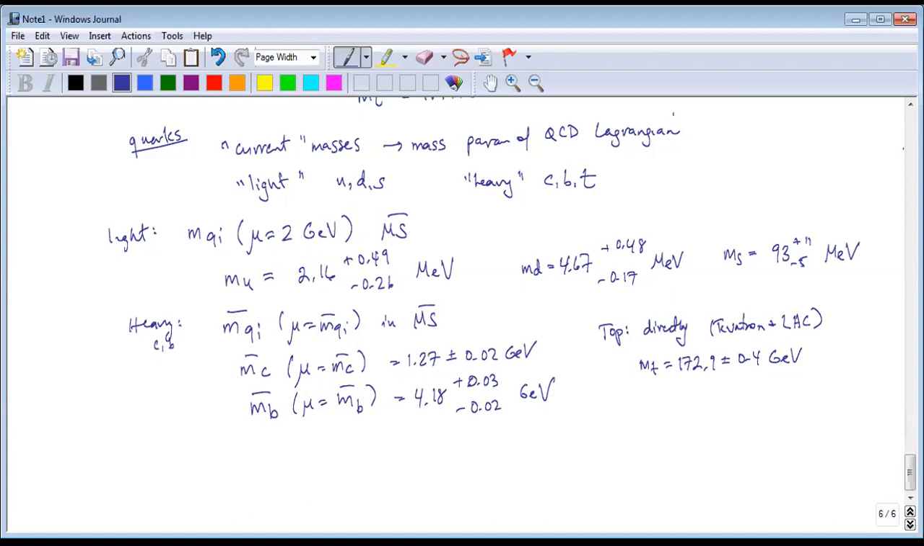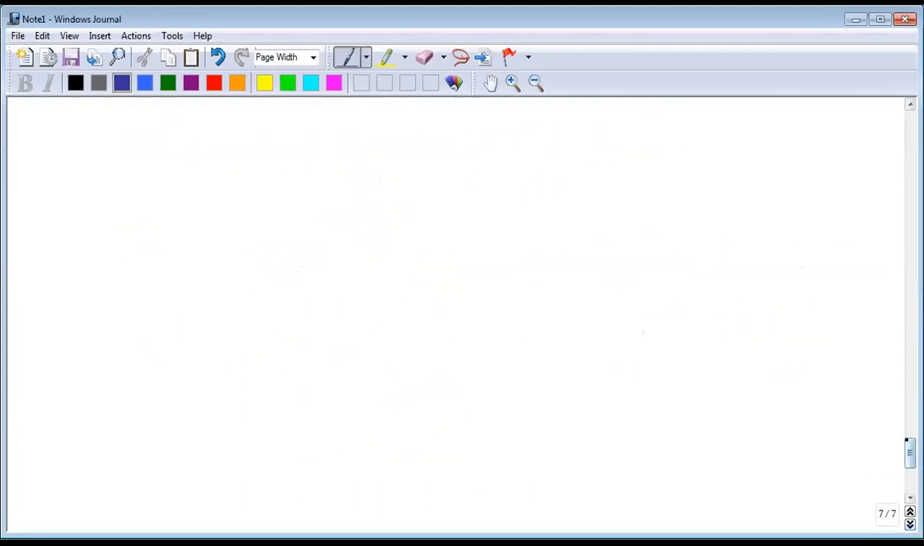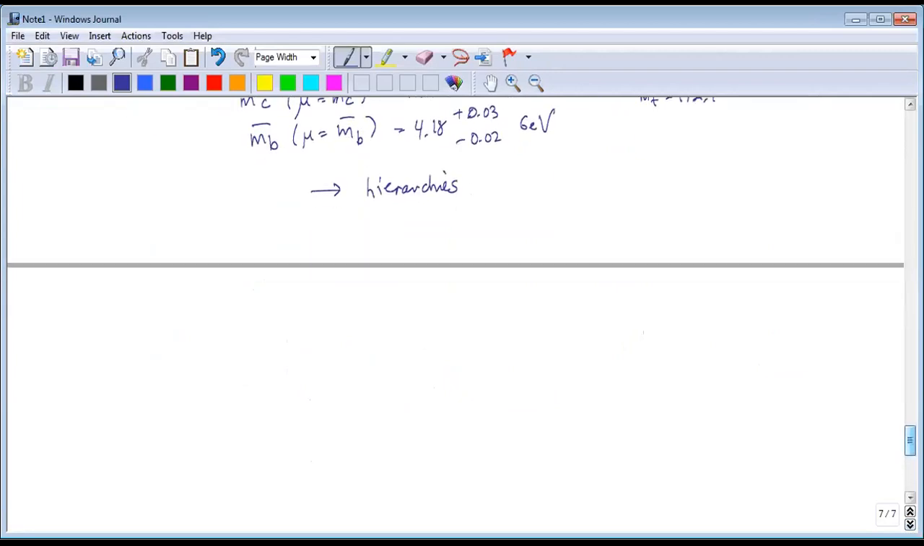But nonetheless, you see we have strong hierarchies for both the quarks and the charged leptons. And that's extremely important. So let's now talk about... There's another question in the chat. Yeah, when you have a second, please go ahead and ask.